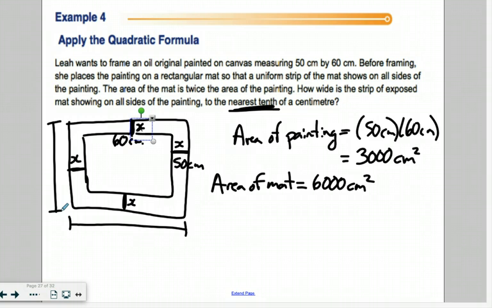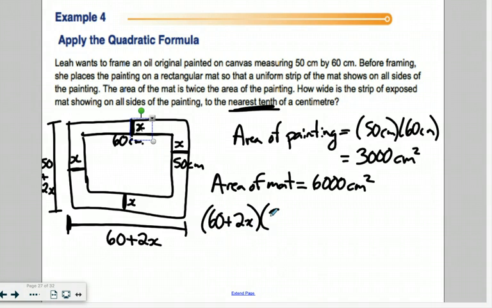Okay? We know that this length down along the bottom is at least this 60 centimeters, but it's added 2 strips on the other side, right? So x and x. So this length is given by the dimension 60 plus 2x. And the height, or the width of this painting, is 50 plus 2x. All right, so that means that our expression for the area of the mat is length times width, which is 60 plus 2x centimeters, times 50 plus 2x centimeters. And we know that when we calculate that, we get a value of 6,000.